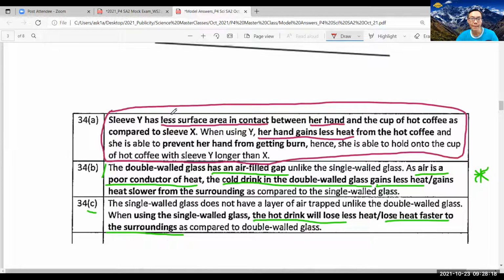Sleeve Y has less surface area. Sleeve Y, the one on the right side of the picture, has less surface area in contact with her hand and the cup of hot coffee as compared to sleeve X. So you just remember to state this part. The one with the jagged edge has less surface area in contact with her hand. So her hand will gain less heat from the hot coffee. This will prevent her hand from getting burned, and hence she is able to hold a cup of hot coffee using sleeve Y than with sleeve X.